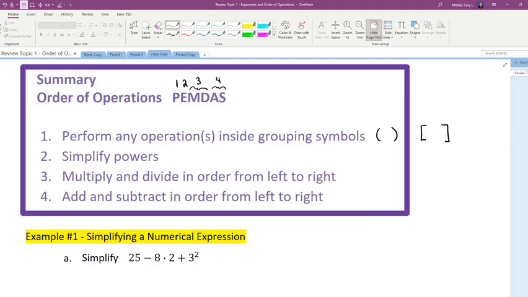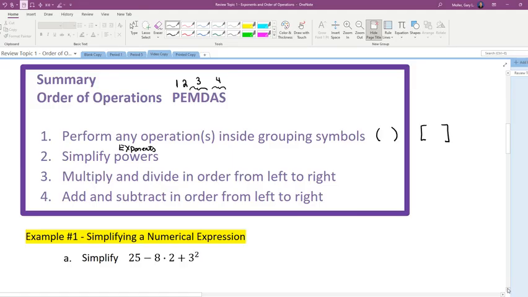Then we simplify any powers, any exponents. Another word for powers is exponents. Then we multiply and divide, and this is where we do look left to right. When you're doing multiplication and division, if that's all you have in the problem, then you move left to right. If you're down to adding and subtracting, that is the last thing you do, and if you have more than one, you do the left one and then the right one. We'll look at some examples of all of this right now.